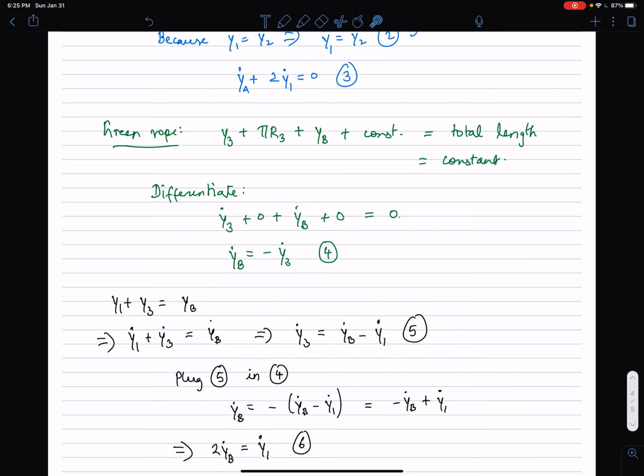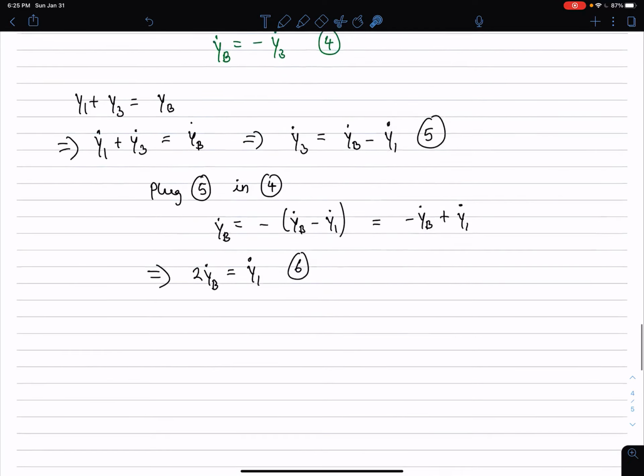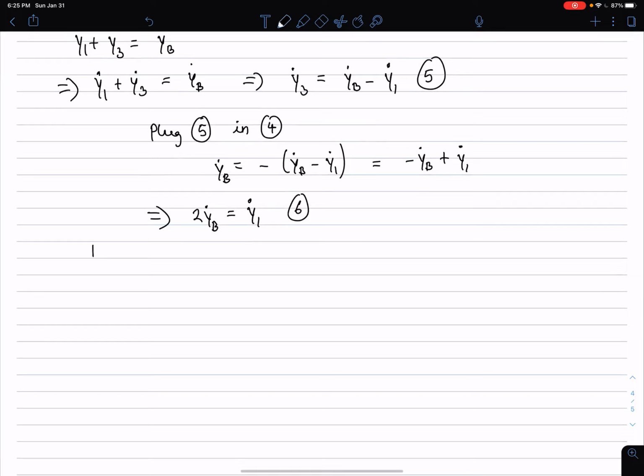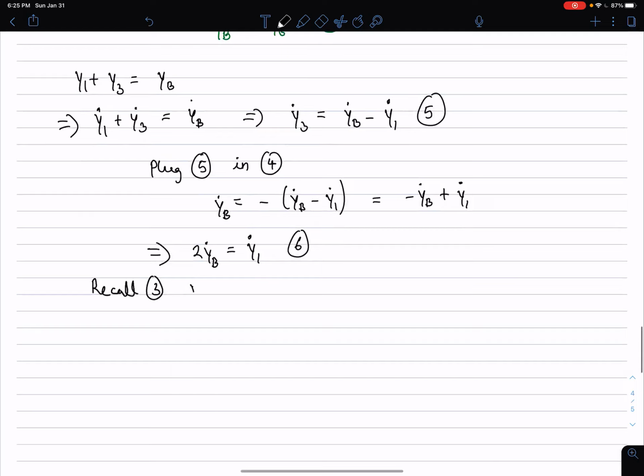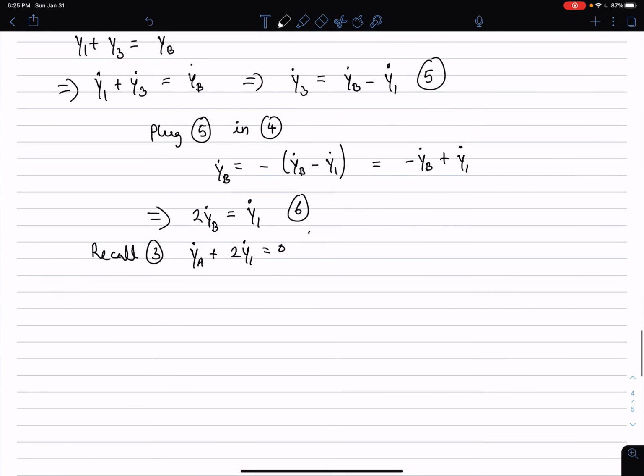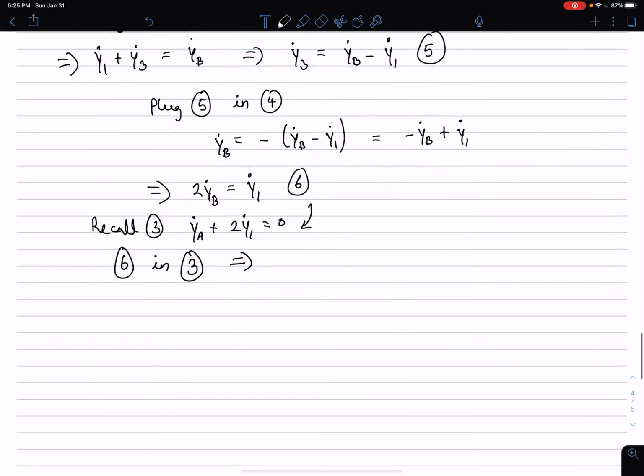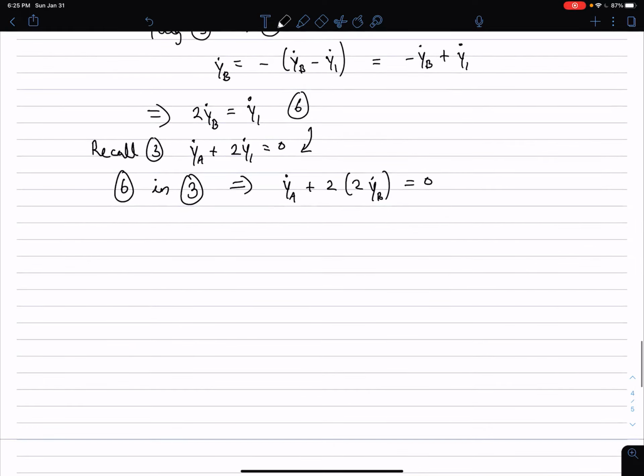So equations 6 and 3, we can actually plug in 6, y1 dot, for 6 in 3 to eliminate y1. Recall 3, which is ya dot plus 2 y1 dot equals 0, and then plug in 6 here. 6 in 3 gives us ya dot plus 2 yb dot equal to 0, and that's it. So ya dot equals minus 4 yb dot.